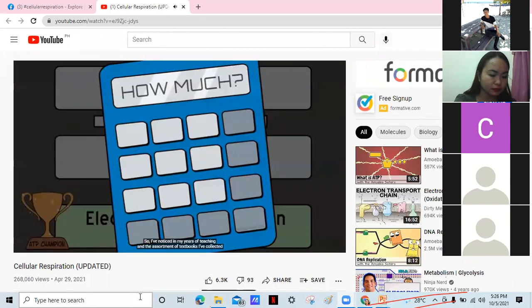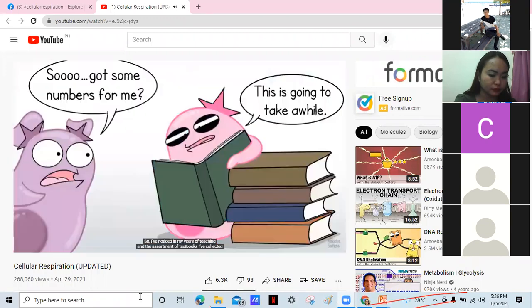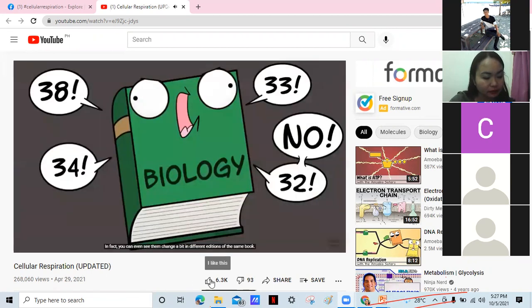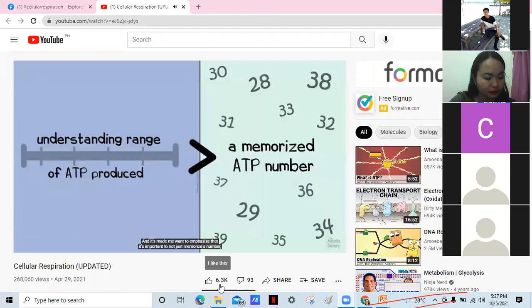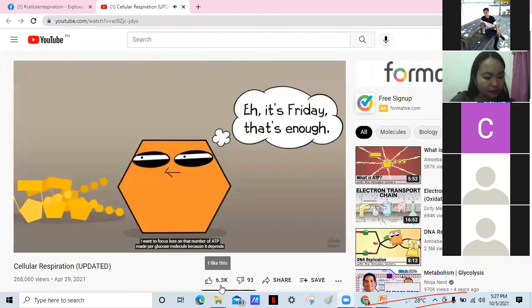How much? So I've noticed in my years of teaching and the assortment of textbooks I've collected over the years, there are some different numbers in cellular respiration. In fact, you can even see them change a bit in different editions of the same book. And it's made me want to emphasize that it's important to not just memorize numbers. I want to focus less on the number of ATP made per glucose molecule because it depends on a lot of variables.